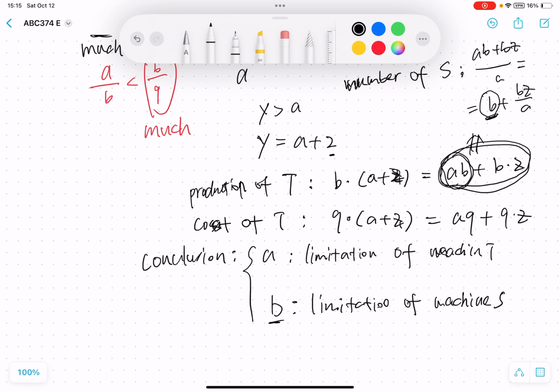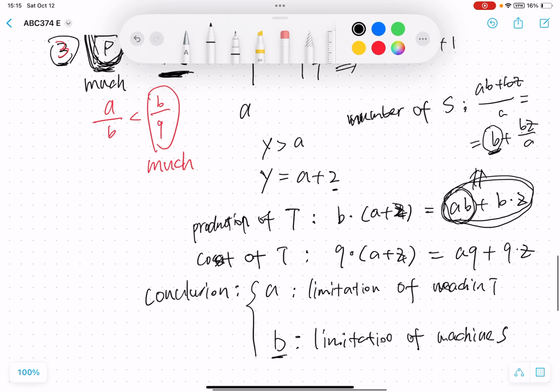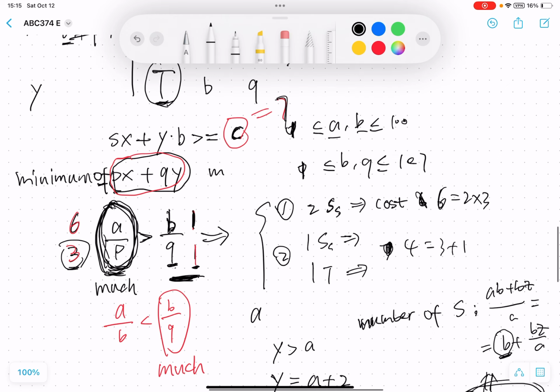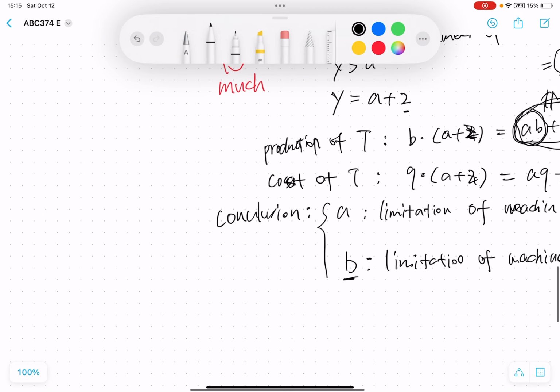So we don't need to buy so much. That means we can loop over every situation that is possible for the best situation, because A and B are very small; the largest limitation of them is 100. So this is the solution part.